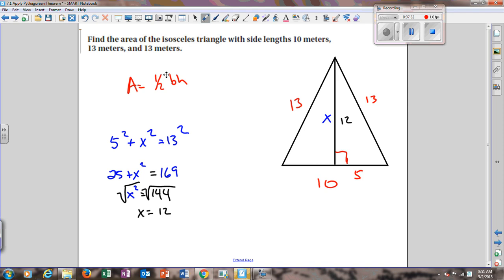Now to find the area, area equals 1/2 base, which was 10, times the height, which is 12. 10 times 12 is 120. Half of that is 60. And so this would be 60 meters squared.